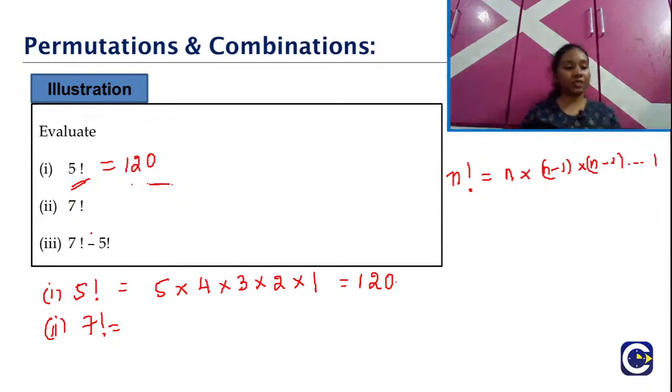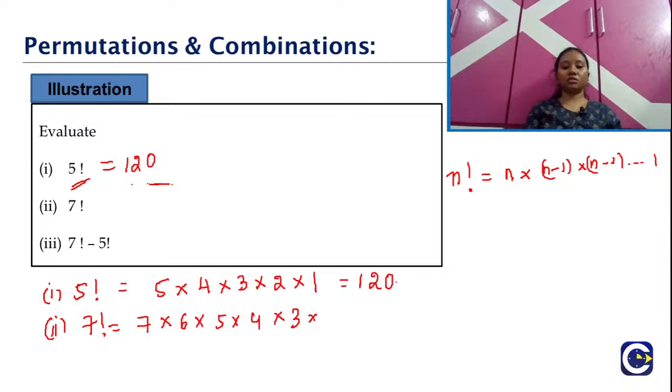So what's the answer for the second one? 7 factorial. Let's see what the expansion is. The same way, it will start from 7 until 1. So it will be 7 into 6 into 5 into 4 into 3 into 2 into 1, the entire product of 7 cross 6 cross 5 cross 4 cross 3 cross 2 cross 1. That will be equal to 5040.